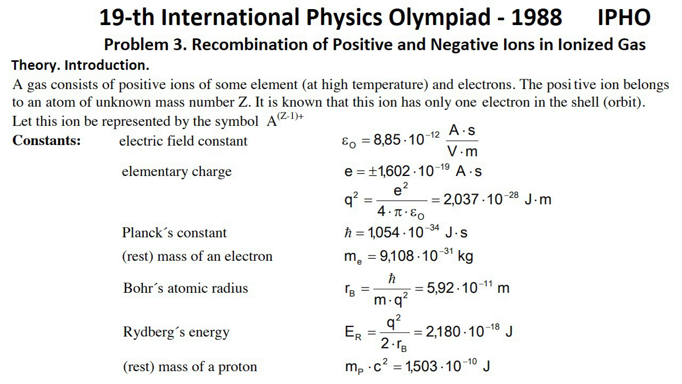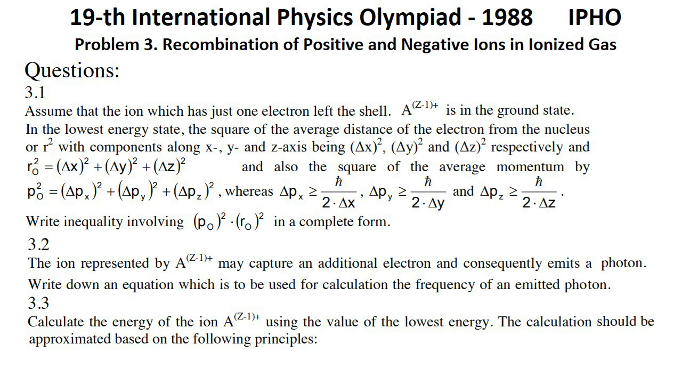Theory. Introduction. A gas consists of positive ions of some element, at high temperature, and electrons. The positive ion belongs to an atom of unknown mass number Z. It is known that this ion has only one electron in the shell, orbit. Let this ion be represented by the symbol A^(Z-1)+. Constants are given that may be useful later.